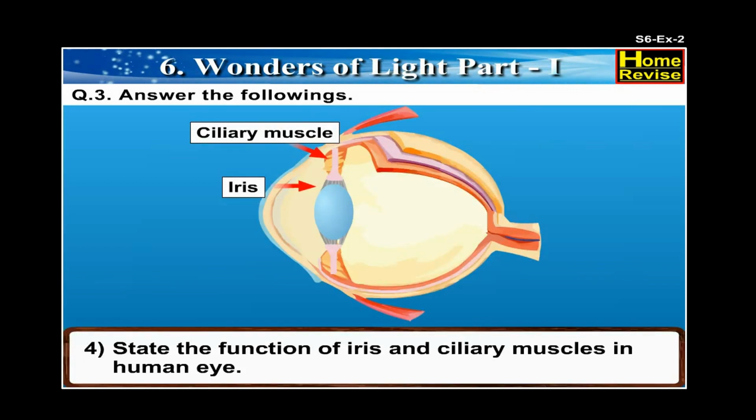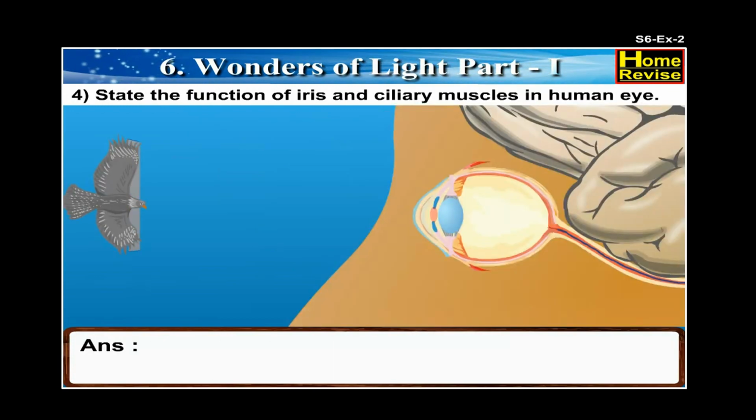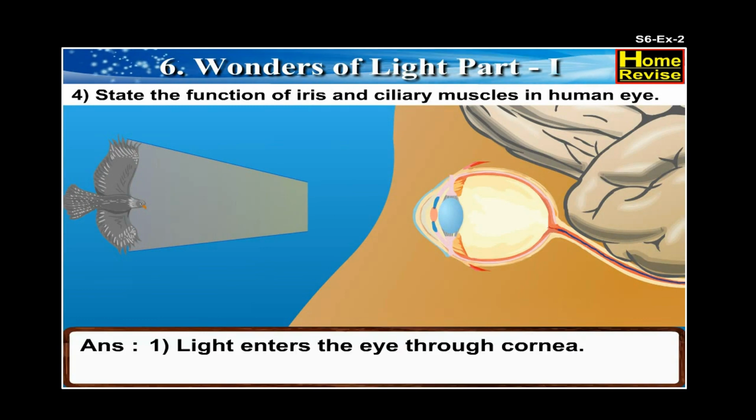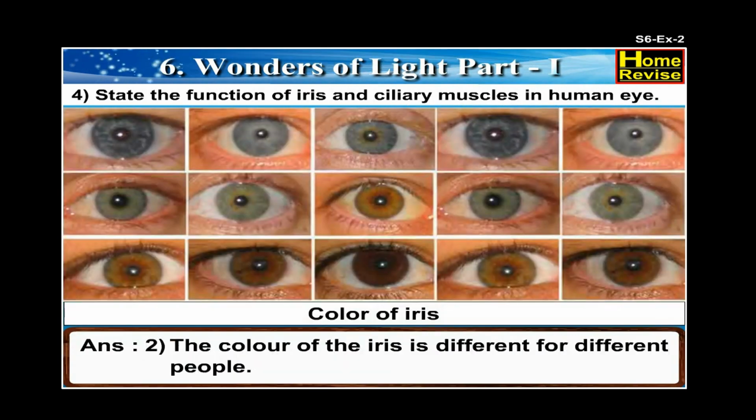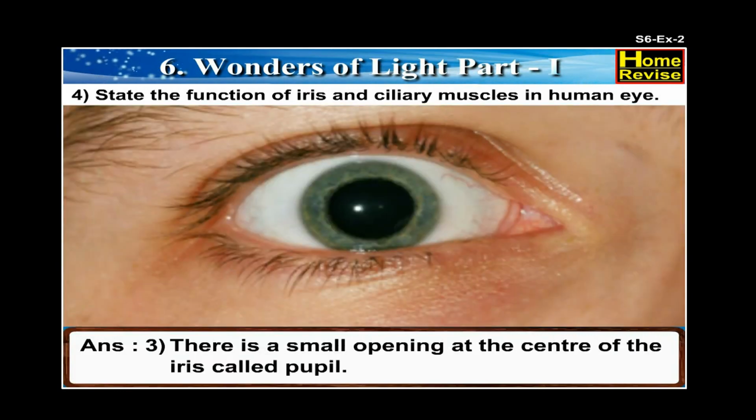Fourth, state the function of iris and ciliary muscles in human eye. Answer. 1. Light enters the eye through cornea. Behind the cornea, there is a dark muscular diaphragm called iris. 2. The color of the iris is different for different people. 3. There is a small opening at the center of the iris called pupil.